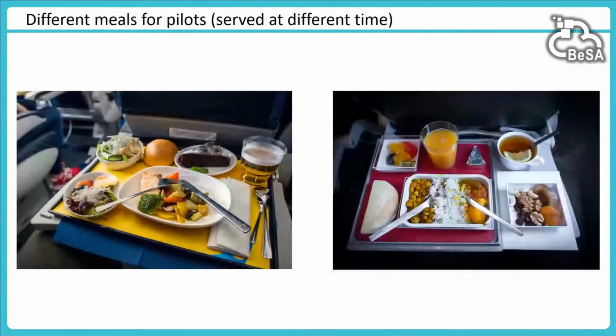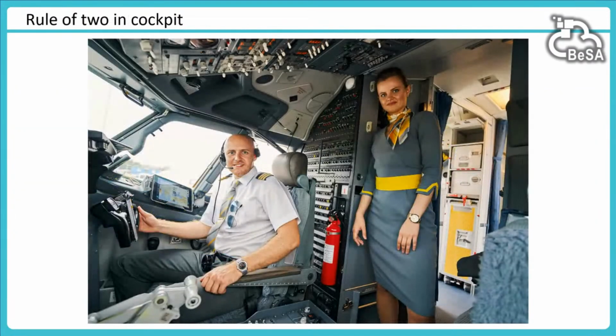Let me expand it. If you know more on that, they will serve different meals for the pilots at different times. They don't want both pilots to enjoy the same meal, because if food poisoning happens, they don't serve the same food to both pilots. So that is another layer of fault tolerance they have built in. Different food at different times, ensuring that there is no problem with the pilots when they are flying the plane. And there is a rule of two.